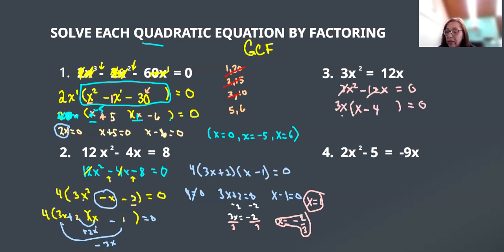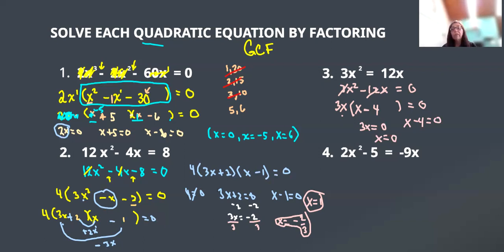So this was a little easier, actually. Now remember, 3x times x minus 4 equals 0. So we want to know when does 3x equal 0? And when does x minus 4 equal 0? Well, 3 times 0 is 0, right? So x would equal 0 here. And then here, x minus 4 equals 0. Well, what minus 4 is 0? 4, right? So x equals 4. And those are your two answers.